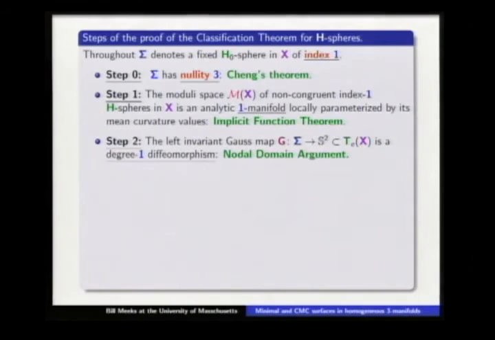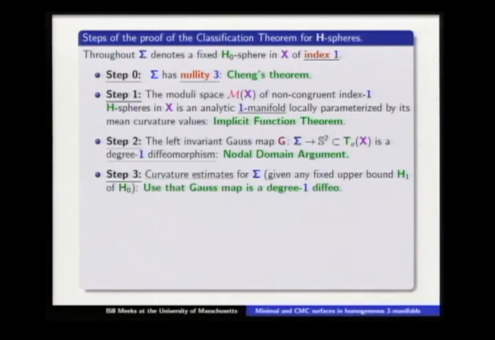Okay, then what happens if it has index 1, it's always a degree 1 diffeomorphism. And for people who are familiar with minimal surfaces and rescaling arguments, minimal surfaces in R3 have what property? Their Gauss map has degree negative 1. So by rescaling, you can see immediately that once you know this, you have curvature estimates. Once the mean curvature is bounded, you have an upper bound for H naught. So we have curvature estimates.